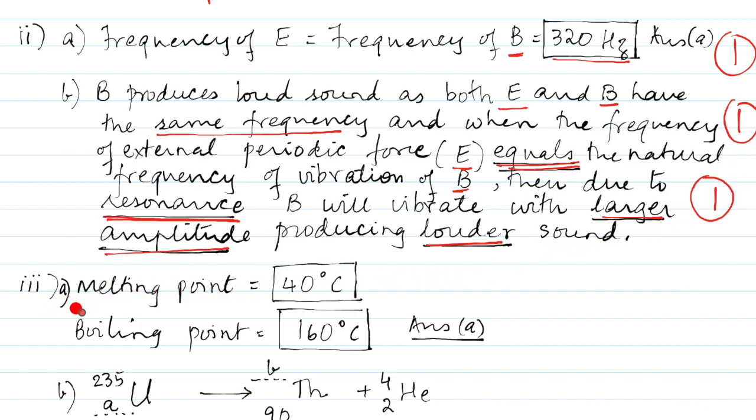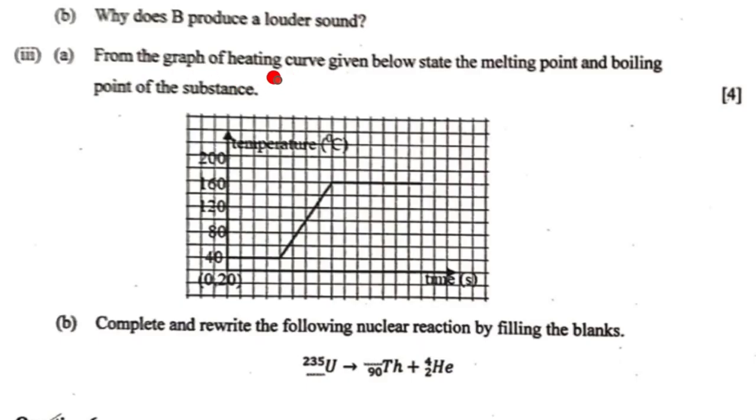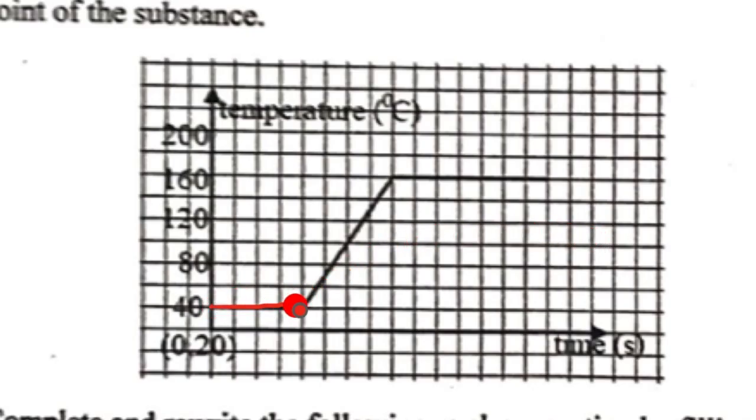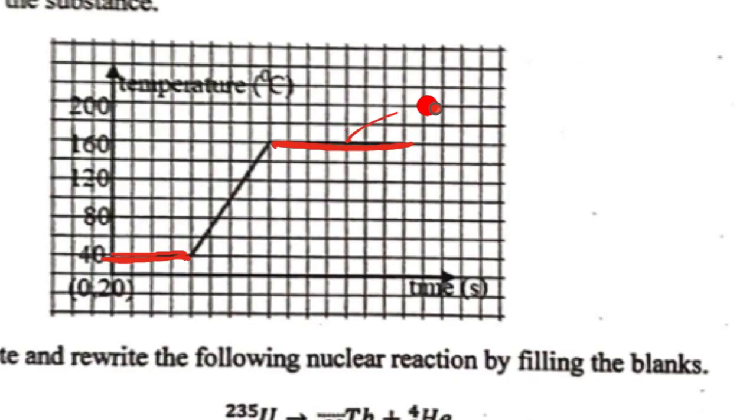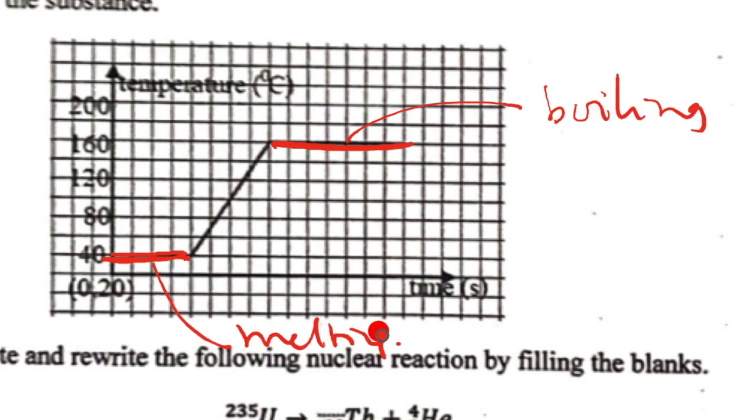We come to the 3rd subpart. From the graph of heating curve given below, state the melting point and the boiling point of the substance. Now remember, this is a flat curve over here and there's another flat curve over here. So this would be for boiling and this would be for melting. Okay. Now what is this temperature? It is 40 degrees C and this is 80, 120, 160. Can you see that?